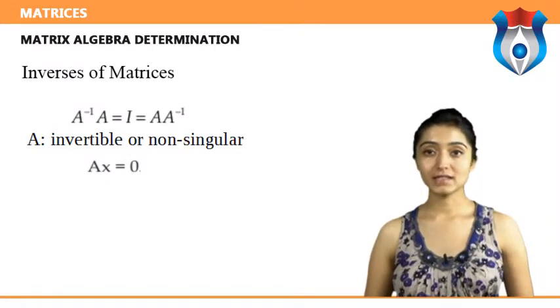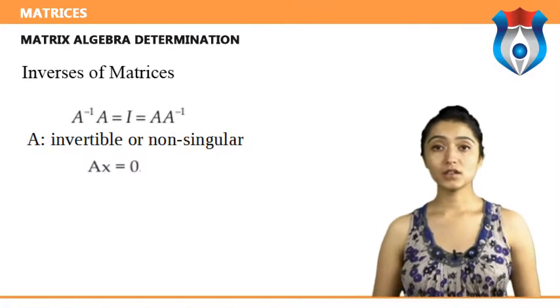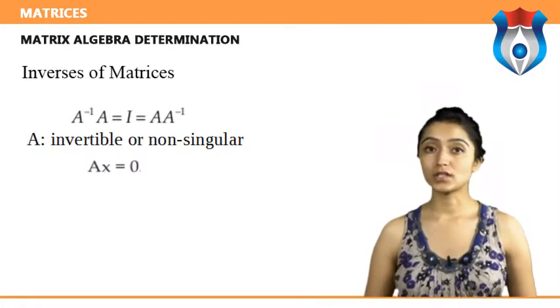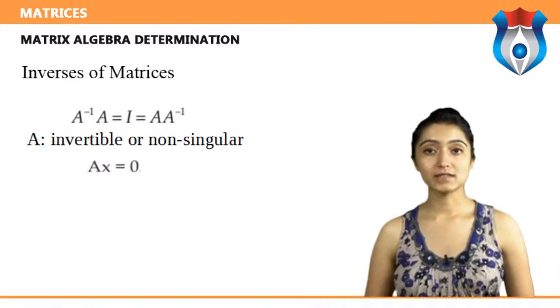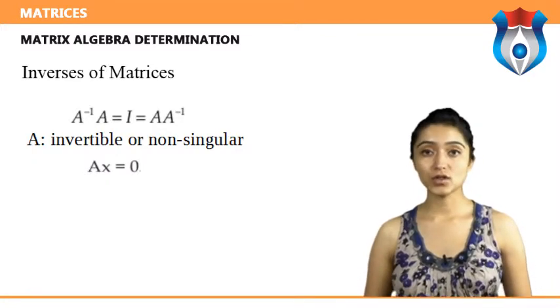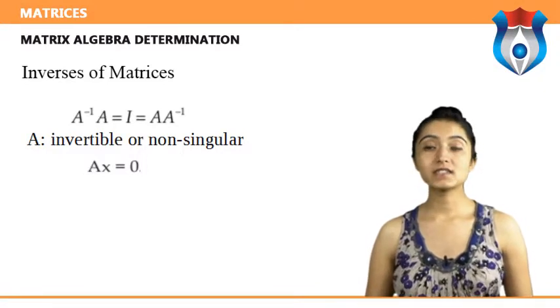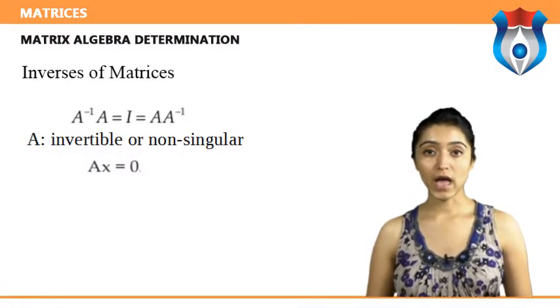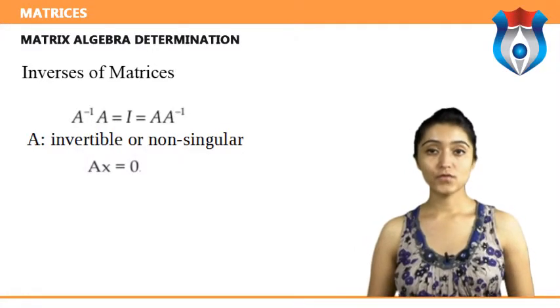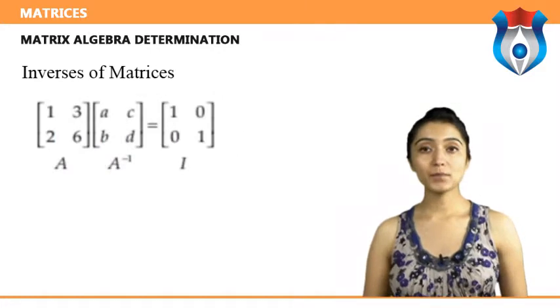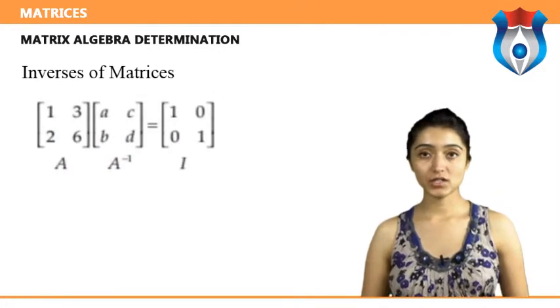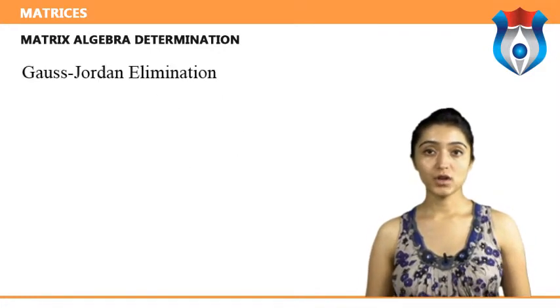If it does, then see on screen. Here we say that A is invertible or non-singular. If A is singular, that is, A does not have an inverse, its determinant is 0, and we can find some non-zero vector x for which Ax is equal to 0. An example of A inverse is as shown on the screen.